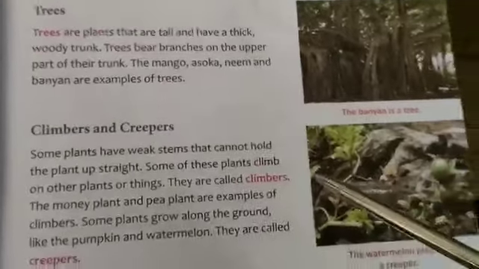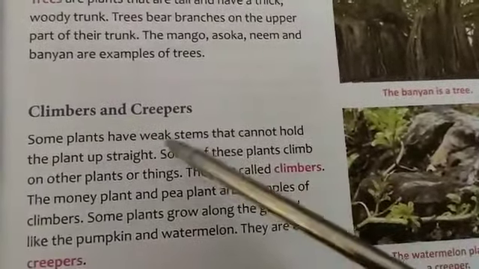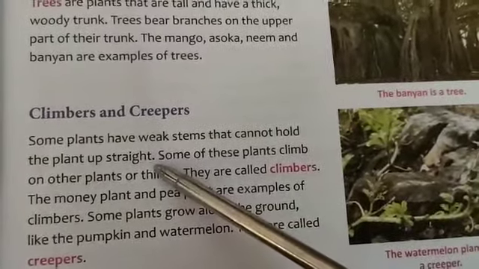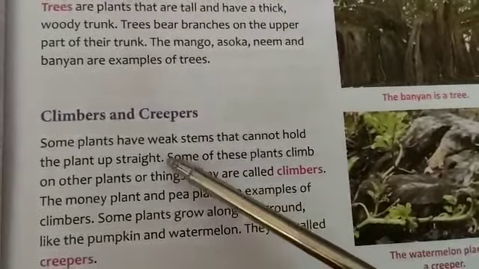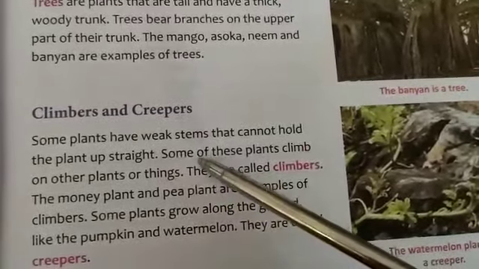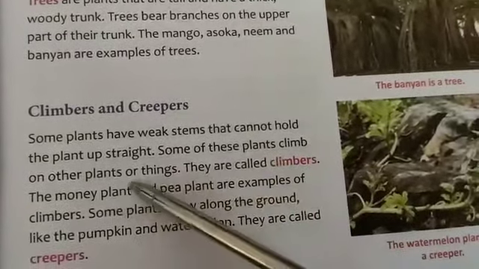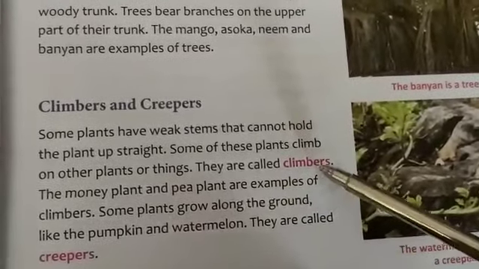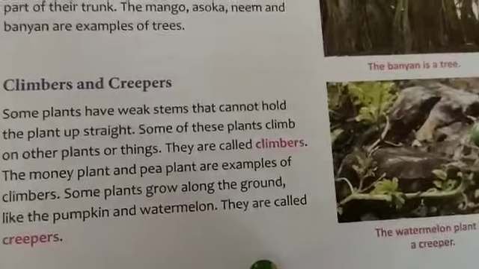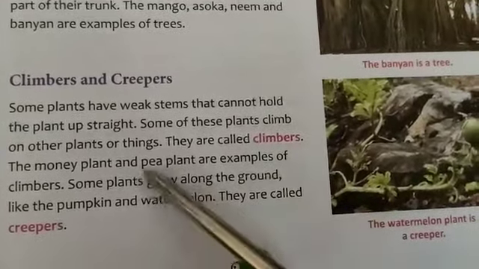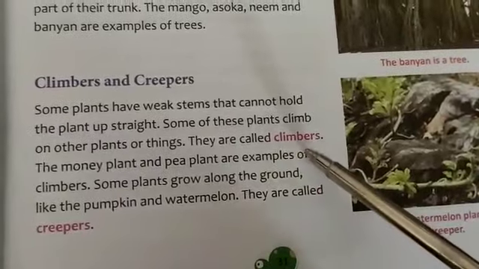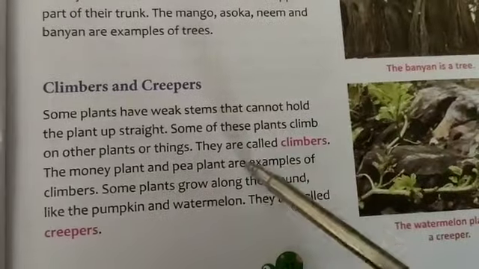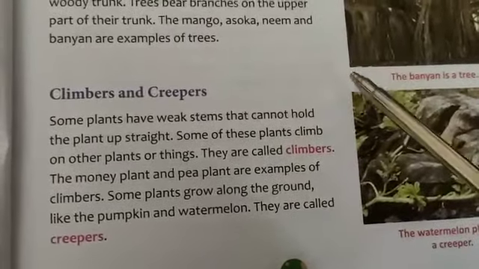Then comes the climbers and creepers. Some plants have weak stems that cannot hold the plant up straight. Some plants you will see, they cannot stand straight on their own. Some of these plants climb on other plants or things. They are called climbers. The name came from what? Because they climb on other trees. The money plant and the pea plant are examples of climbers. So, what are climbers? The plants that have weak stems and they need support to stand upright.